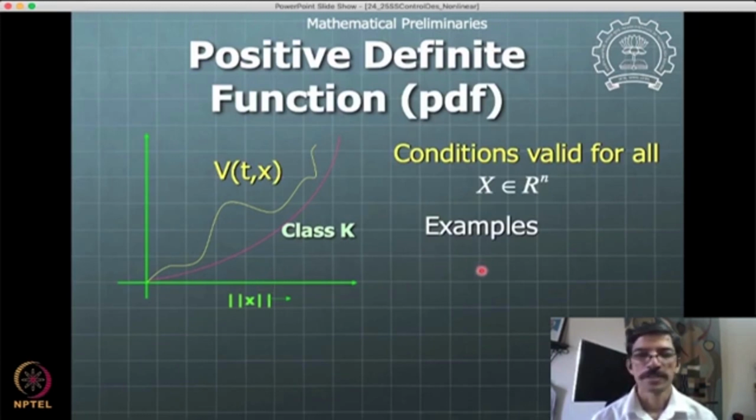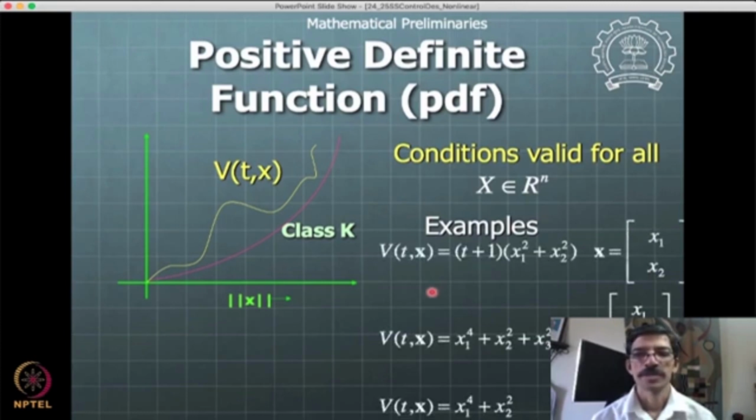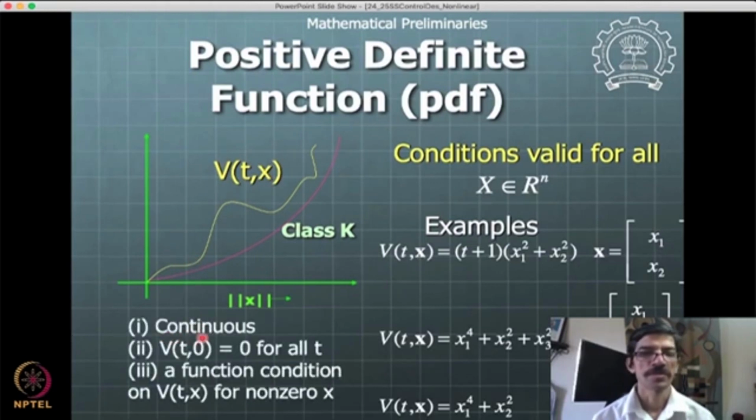So now let us see some examples. We need to check whether these conditions are valid for these functions or not. You remember the definition: you need to have a function of class K, and V should be continuous. So these are the conditions: continuous, V of 0 is 0, and the class K function condition for non-zero x. We need to strictly follow these properties for checking whether these functions are positive definite or not.